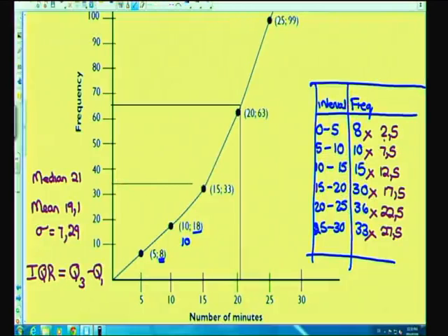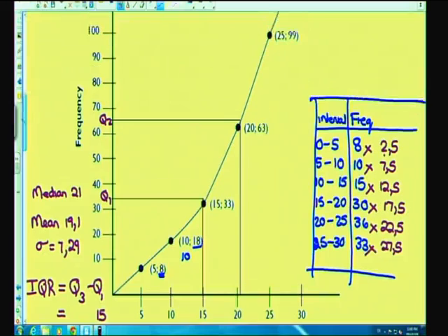I draw across to my graph. And it so works out that it's exactly on 15, which is very good news, because it's always nice when you don't have to guess too much. So we know that this Q1 is 15. That's my Q1. This is my Q2. And now we need a Q3.